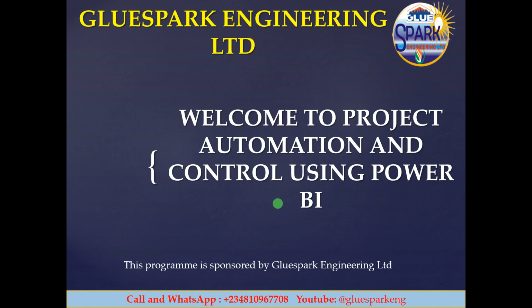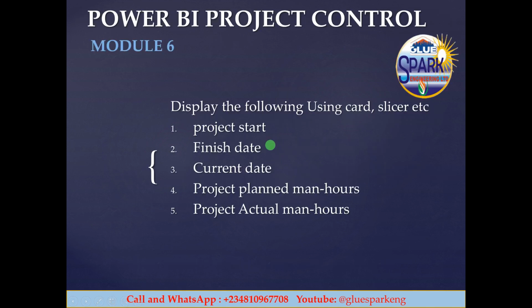Today we are going to proceed with module 6. In module 6 we are going to display the project start date, project finish date, current date, and we are also going to proceed with displaying the plan man hour and the actual man hour. Remember, the actual man hour will be 0 because the project hasn't progressed yet. Enjoy automation.